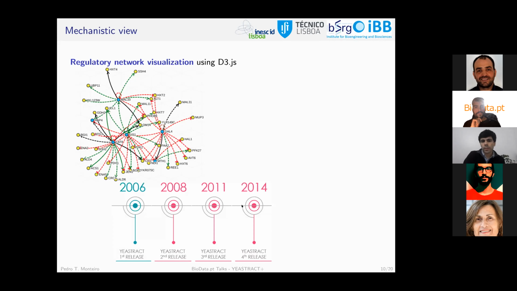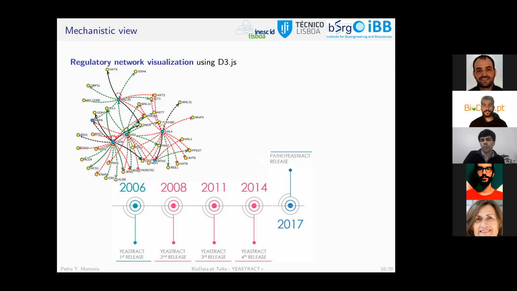At this time we did the fourth release of YEASTRACT, where we have more data and better visualization functionalities. But then the need to explore other species started to arise, and in 2017 we did a release of PathoYeastract. It is a database containing four pathogenic yeasts, Candida glabrata, tropicalis, parapsilosis, and albicans, which account for 90% of candidiasis.